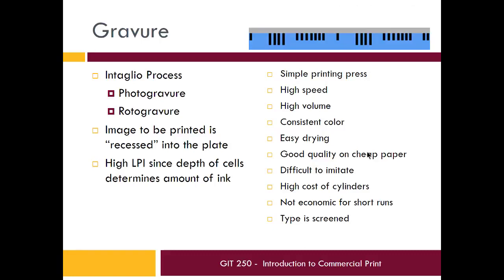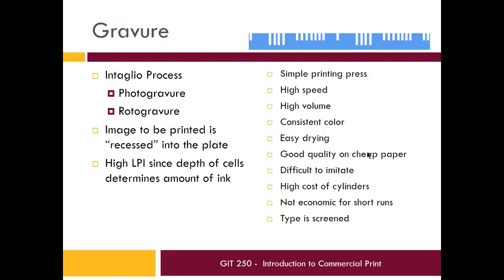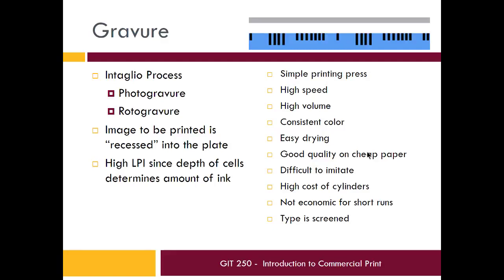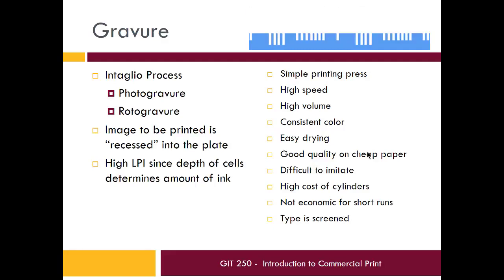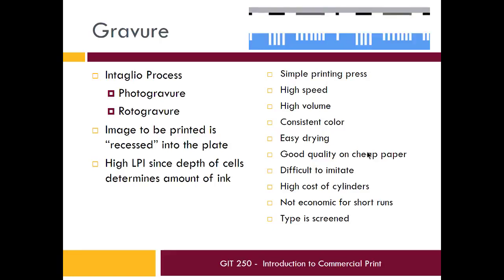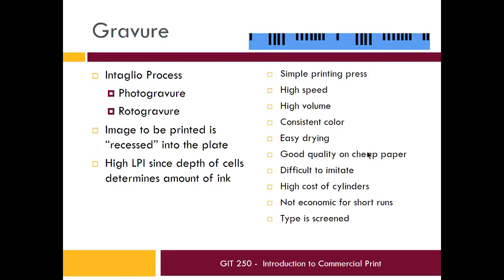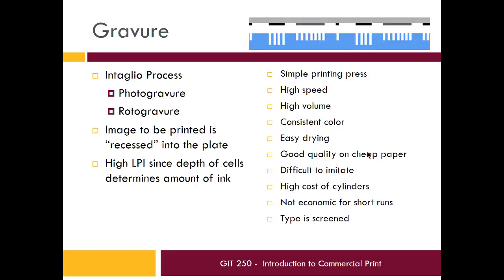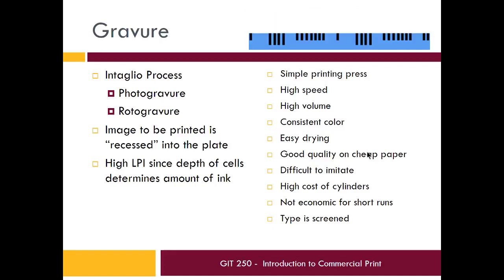You can print a whole lot of stuff really fast with gravure. It's very consistent. It dries fast. You can use cheap papers or substrates. You don't have to have really expensive papers. Because of the difficulty of the process, it is difficult to imitate. So that's one reason why currency is printed using gravure.